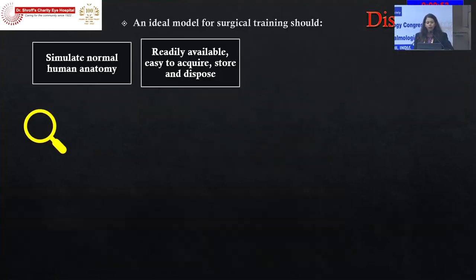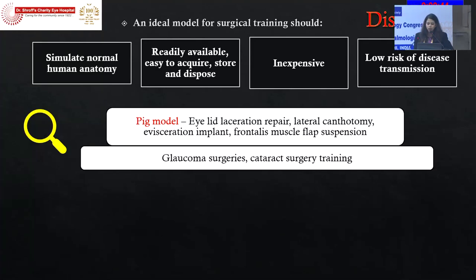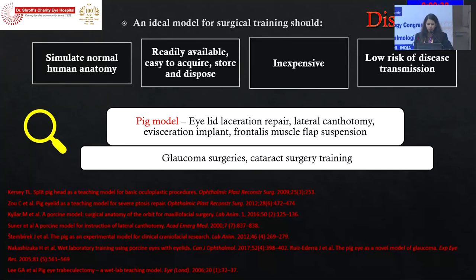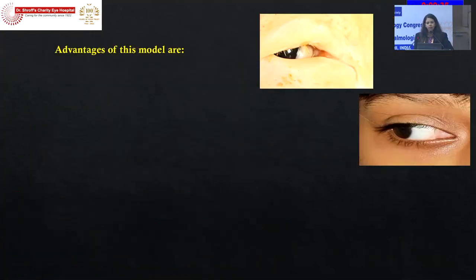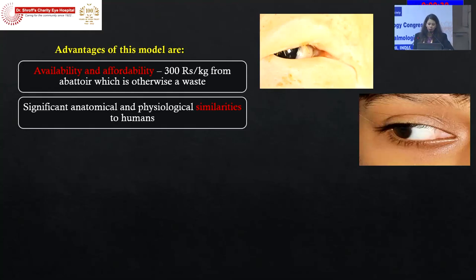So usually, what is an ideal model for surgical training? It should be available, it should be easy to dispose, inexpensive, and should be free from disease transmission. The pig model has previously been used in selective oculoplasty surgery, some glaucoma and cataract surgery training, but this was the first study that has utilized it over multiple surgeries. The advantages are it is available and affordable, and it is otherwise a waste to the abattoir.